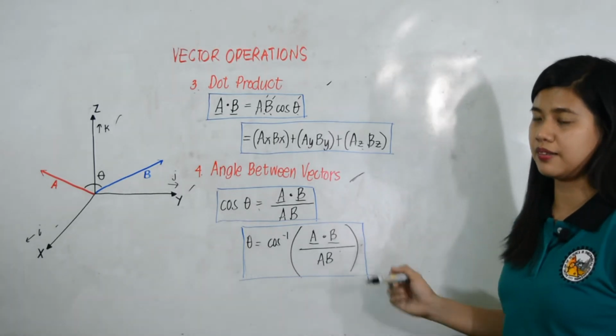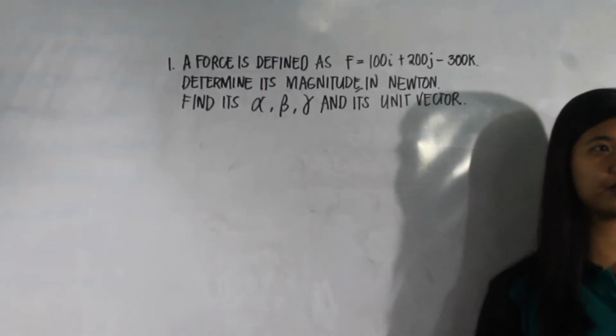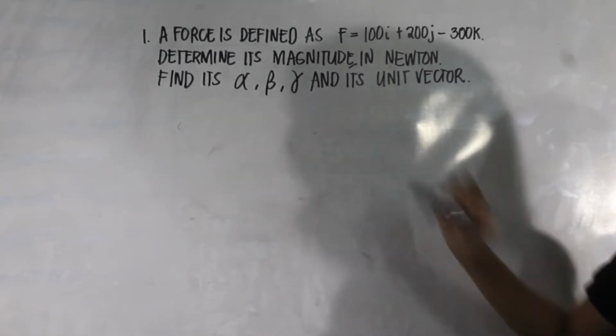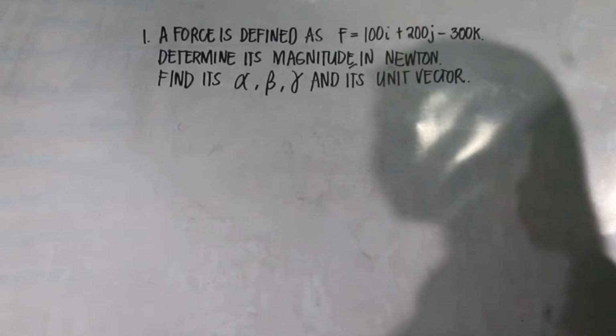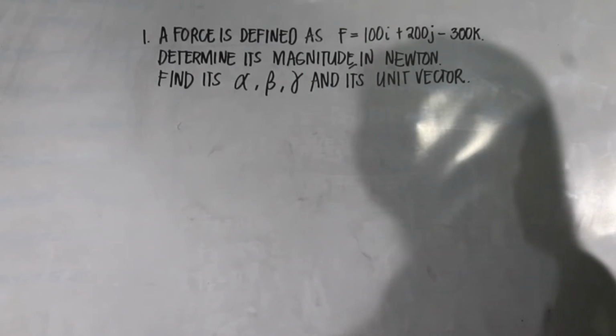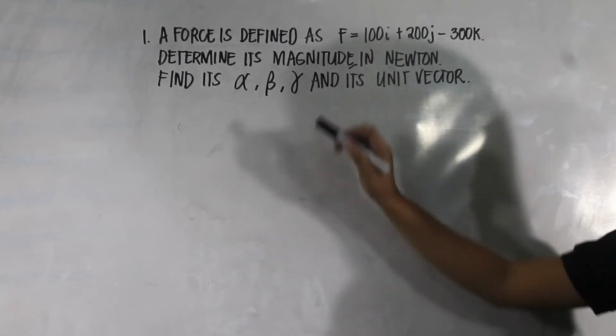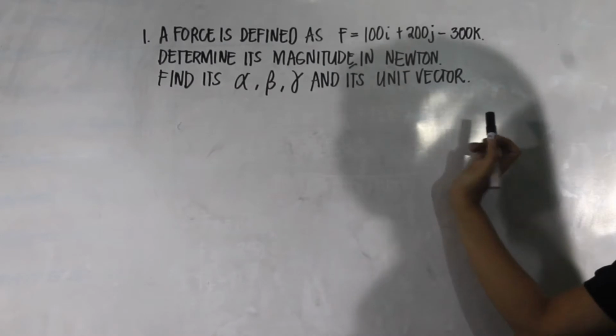Let's now solve problems about vectors in 3-dimensional. So we have our example number 1. A force is defined as F is equals to 100i plus 200j minus 300k. So determine its magnitude in Newton. Find its alpha, beta, gamma, and its unit vector.